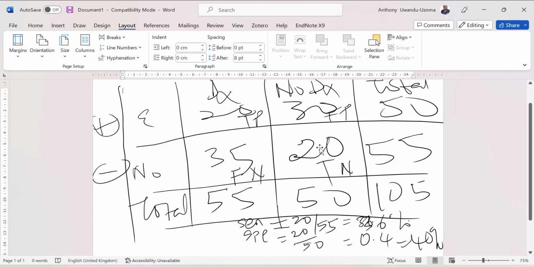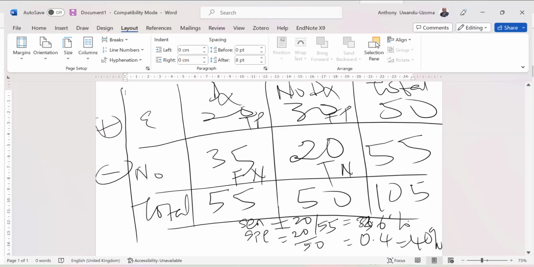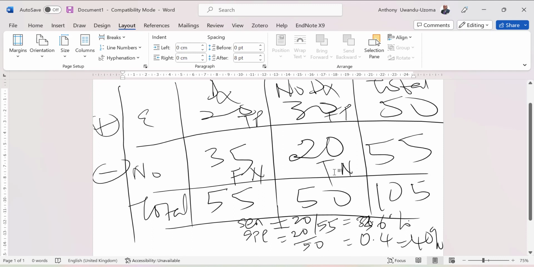True negative is 20. 20 over the total number of negatives, that's 50. It says the total number of negatives is equal to true negative plus false positive. So let's see whether we got it. True negative plus false positive, that's 20 plus 30, 50. So you don't need to cram the formula, just understand the simple logic.